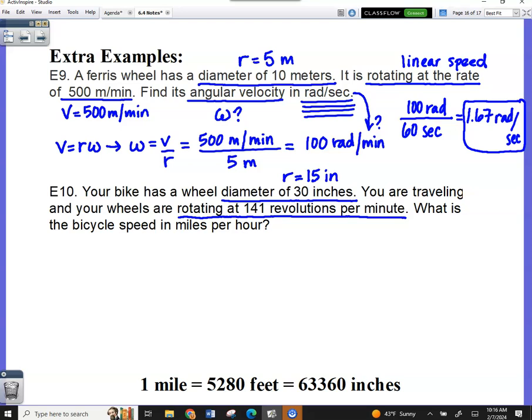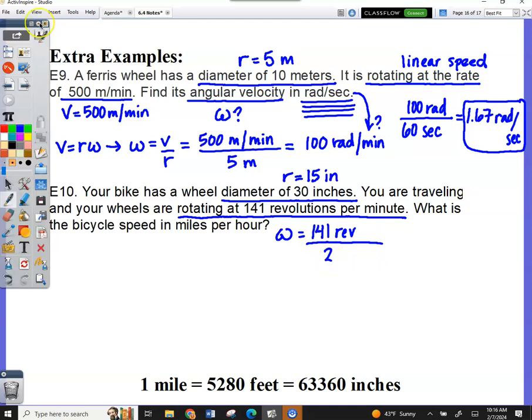So they're giving me a rate here. Which one are they giving me? Is it angular speed or linear speed? It's angular because they're talking about how many times it's rotating around in a 1 minute span of time. So the angular speed is 141. I'm just going to write REV, revolutions, turns, per minute, right? Per 1 minute.